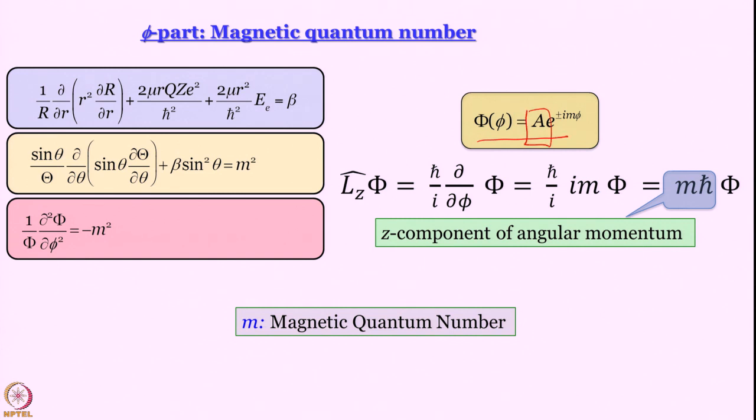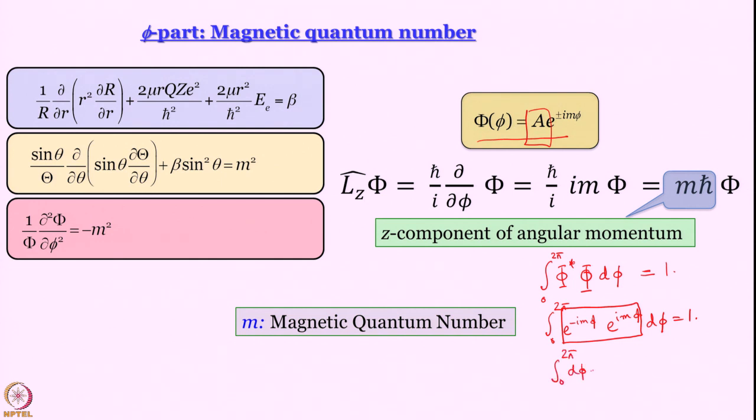I want to know what is the value of a if I normalize it. Okay, what do I do? I integrate capital phi star capital phi d phi between the limits 0 and 2 pi, and that probability should be equal to 1, right? So, what is phi? Let us say capital phi equals e to the power i m phi. What is capital phi star then? It is going to be e to the power minus i m phi, d phi equal to 1. Simple. Multiply this, you get 1. So, you get the integral from 0 to 2 pi of d phi equal to 1.